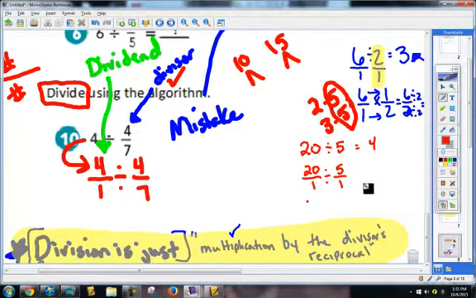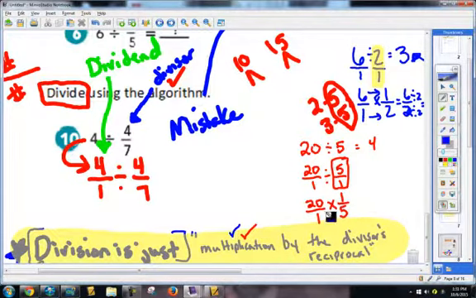So the dividend never changes. So that's going to be 20 over 1. Division is just multiplication. So it becomes a multiplication problem. And the divisor, right there, we just talked about reciprocals. What's the reciprocal of 5 over 1? 1/5.